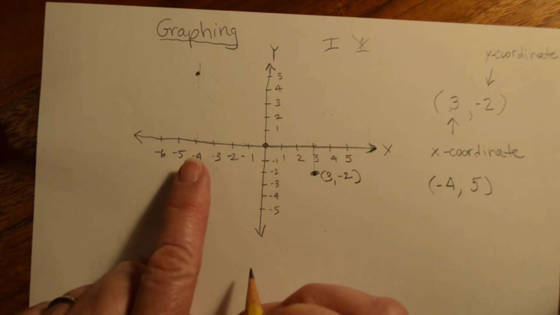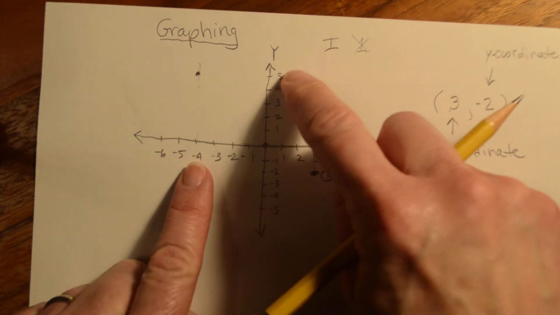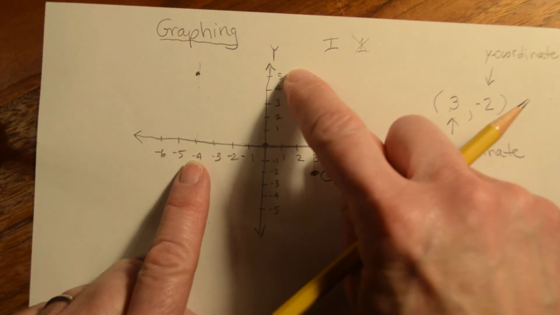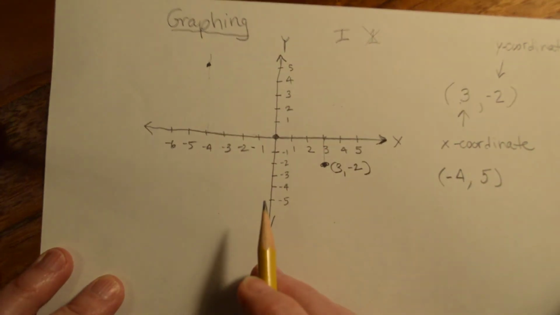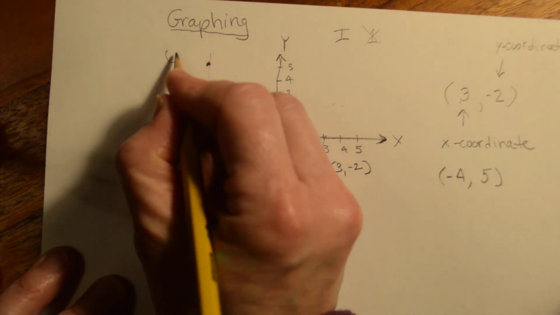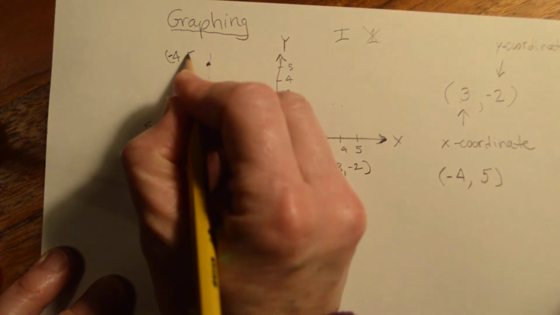Sometimes people like to say -4 on the x-axis, 5 on the y-axis, and then if you do that, just let your fingers meet at that spot right there. So either way, you would get to that spot. All right, so this is -4, comma, 5.